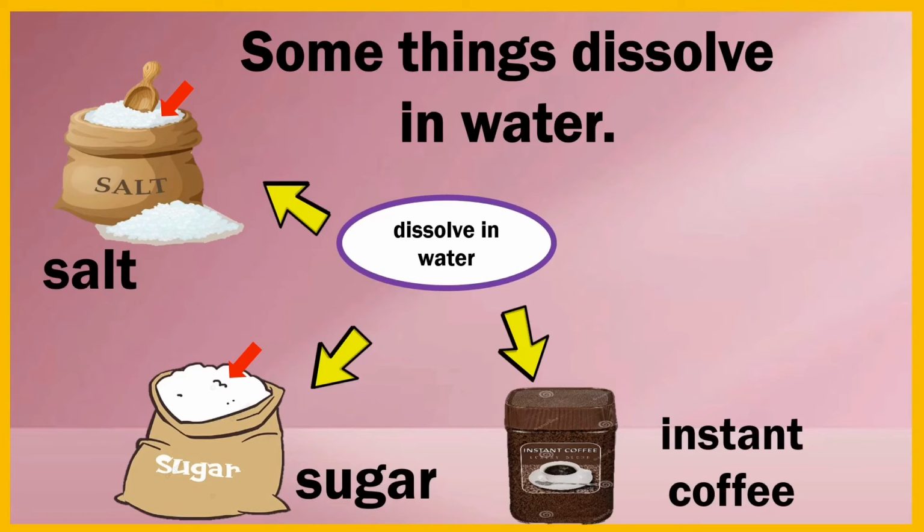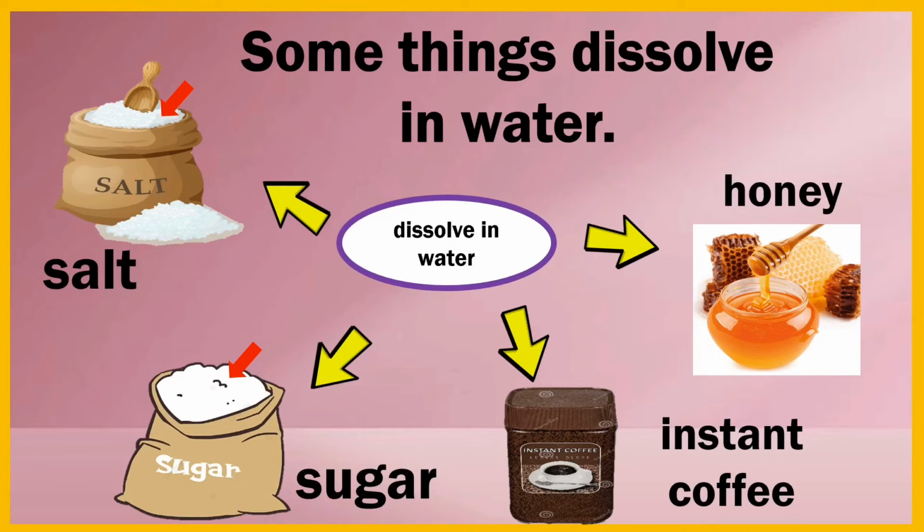Next we have instant coffee. Instant coffee is a type of coffee made from dried coffee extract from a plant. And when we mix it in water, especially hot water, the coffee disappeared. It dissolved in water. Next we have honey. Honey is a sweet liquid produced by bees from the nectar collected from flowers. When we mix it with water, it disappears because water dissolves honey.